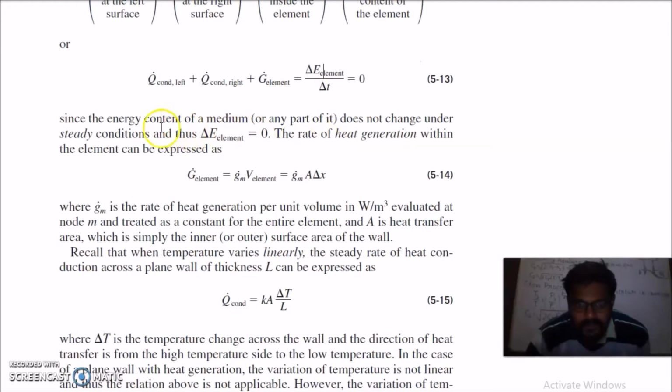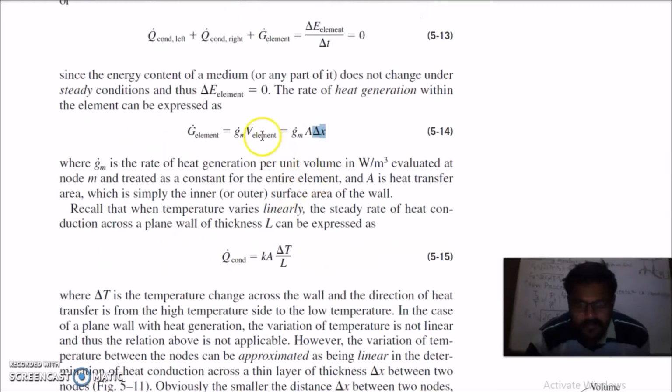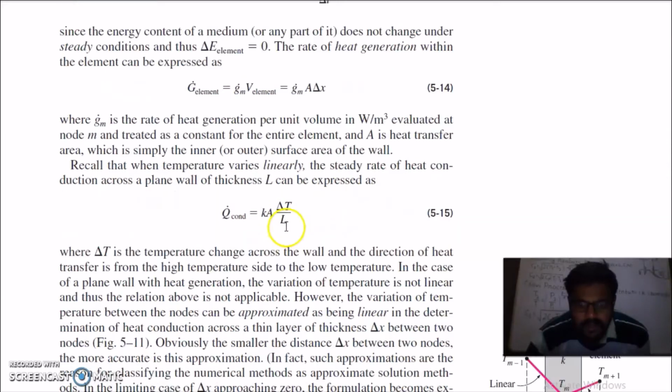Now since the energy content does not change, it is a steady condition, so this must be 0. And energy generation is equal to G dot, which is the heat generation per unit volume, times the volume of the element, which is area times del x. So replace this G here. Recall the linear temperature equation for conduction through a wall of thickness L, that is Q conduction is equal to k A del T by del x.